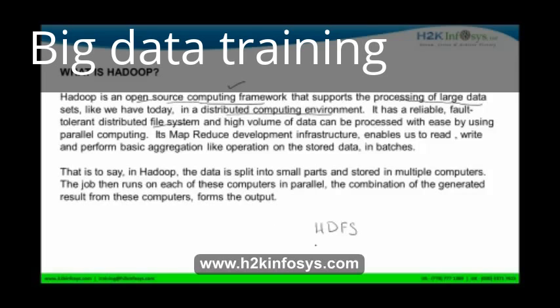And its MapReduce infrastructure helps in doing the computation on the data. It helps us enable read, write, and perform basic aggregation, as the sentence says. So these two are the underlying two technologies related to Hadoop. Now, parallel computing is a basic underlying thing in Hadoop.